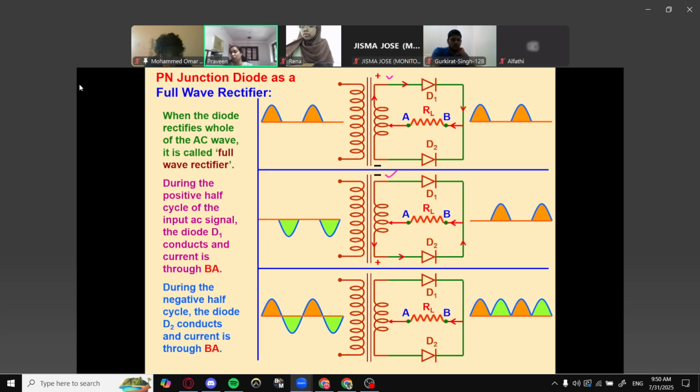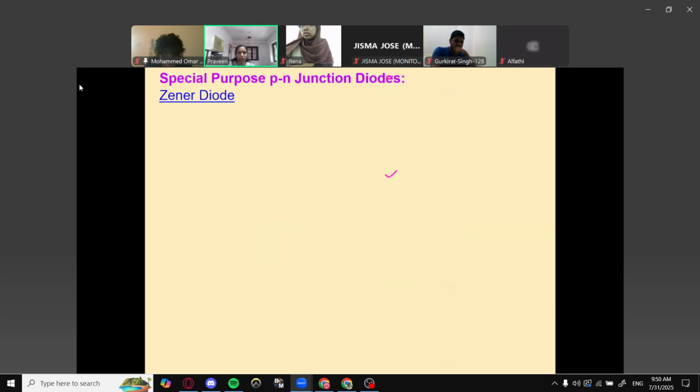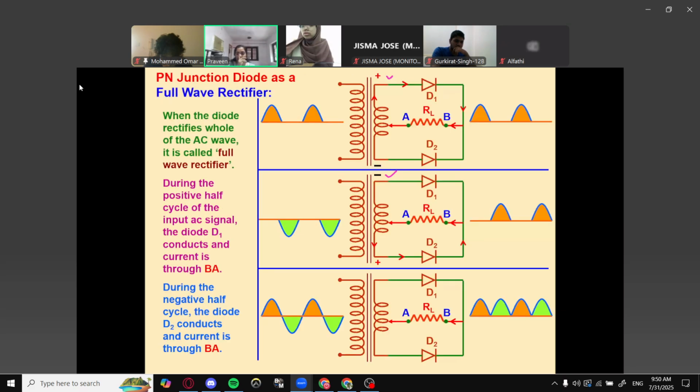The notes for the working of these diodes, I will be sending you through the WhatsApp group. The working for the half wave rectifier and full wave rectifier, I'll be sending you. Just write down what a full wave rectifier is and how it is working. Just a short note you are writing now.